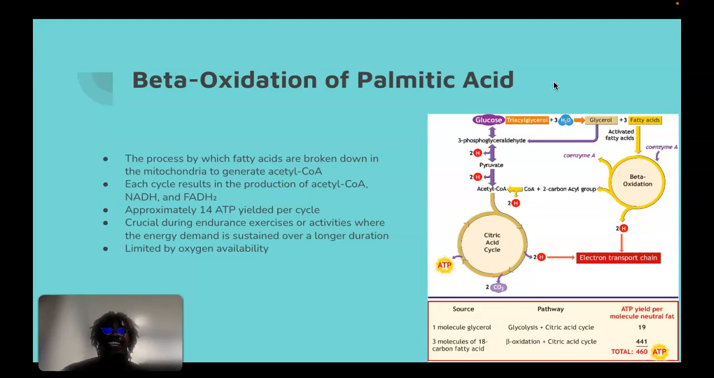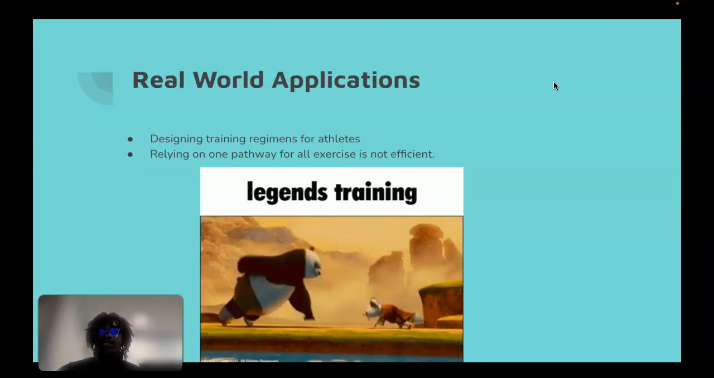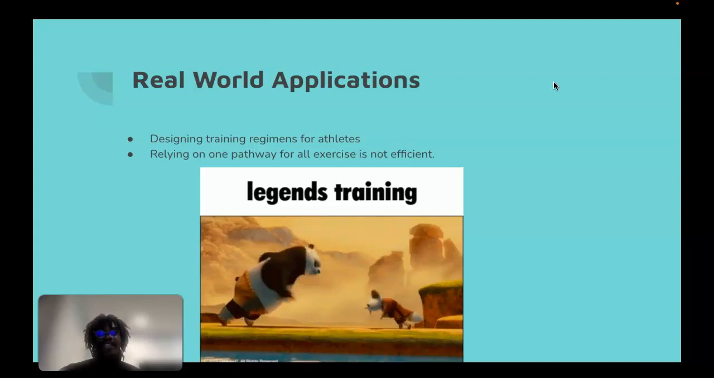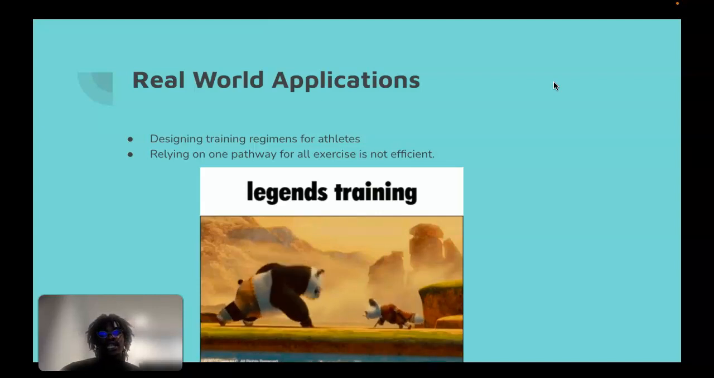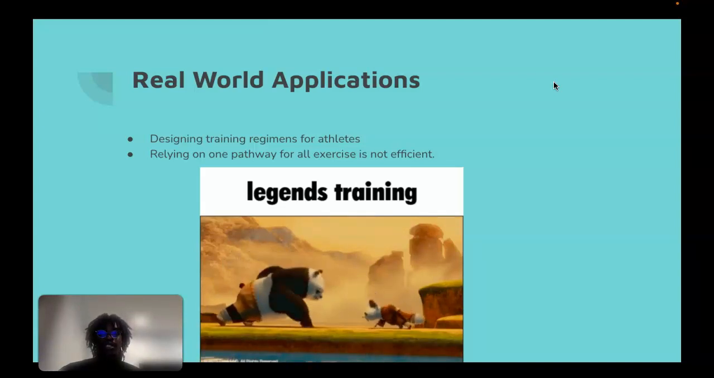Now that we've explored the intricacies of glycolysis, the citric acid cycle, and beta oxidation, we'll uncover how these pathways collaborate and their real-world implications. In the body, these energy pathways don't function in isolation. They intricately collaborate, adapting to the varying demands of physical activity. For example, during moderate intensity exercise, the body might simultaneously engage in glycolysis, beta oxidation, and the citric acid cycle to optimize ATP production.